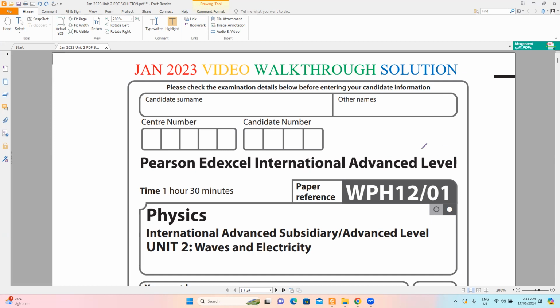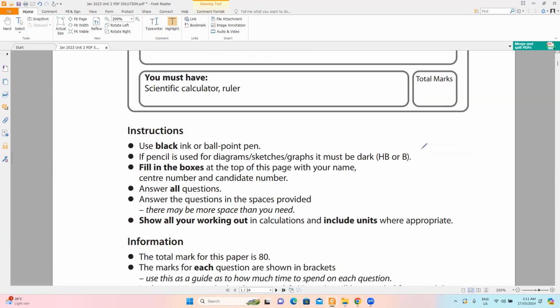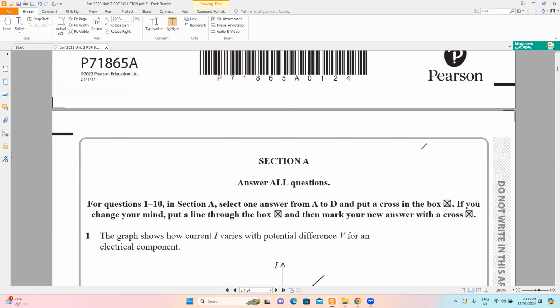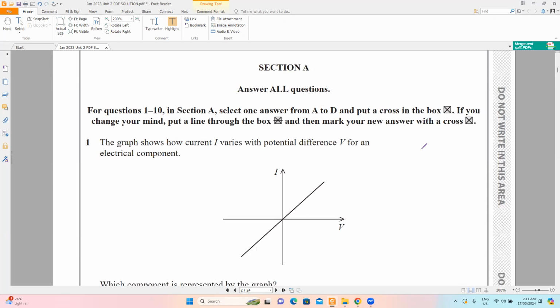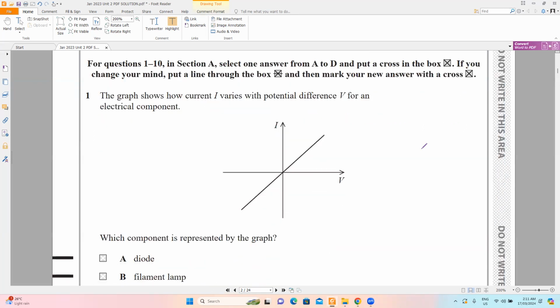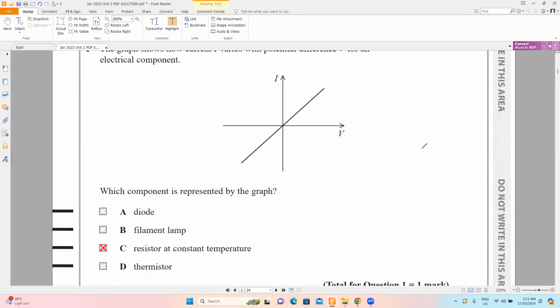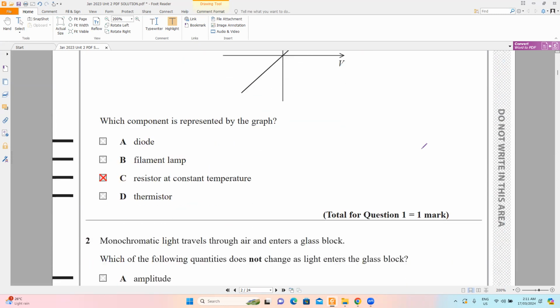Let's look at the very first question. The graph shows how current I varies with potential difference V for an electrical component. When you look at the graph, you see it's a straight line through the origin. Whether it's an IV graph or a VI graph, a straight line through the origin implies resistance is constant, and resistance remains constant when the temperature remains constant. So my answer is C, a resistor at constant temperature.